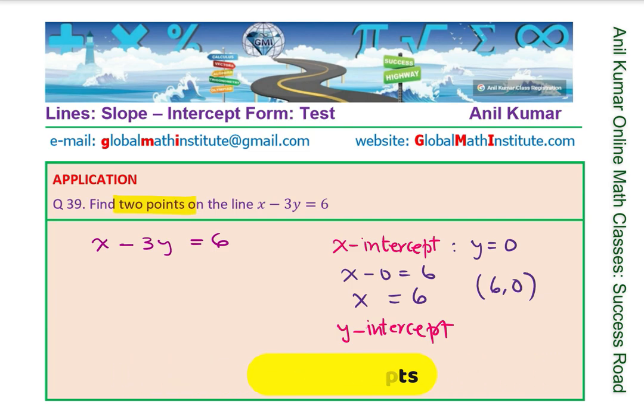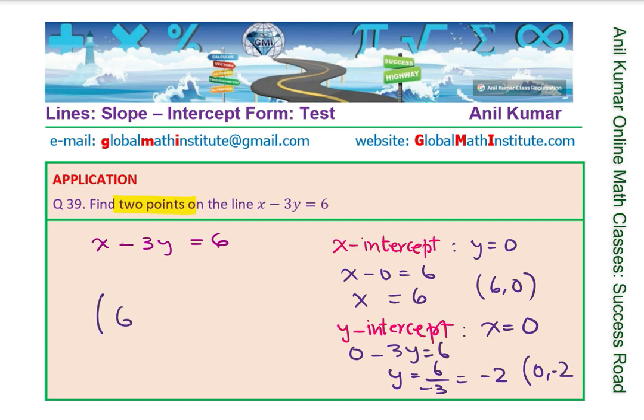Now to find the y-intercept, I will put x equals 0, right? So that is the y-intercept. Substituting x equals 0, we get minus 3y equals 6, or y equals 6 over minus 3, or minus 2. So the point here is (0, -2). And therefore, we get 2 points which are the x-intercept (6, 0) and the y-intercept (0, -2). Makes sense? Perfect. Once you find these 2 points, you can graph and practice.